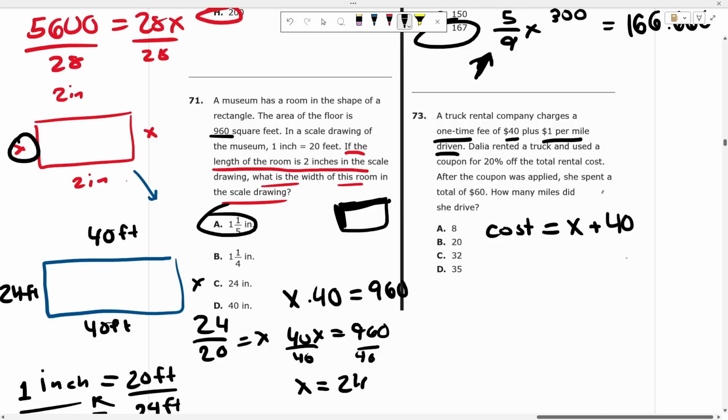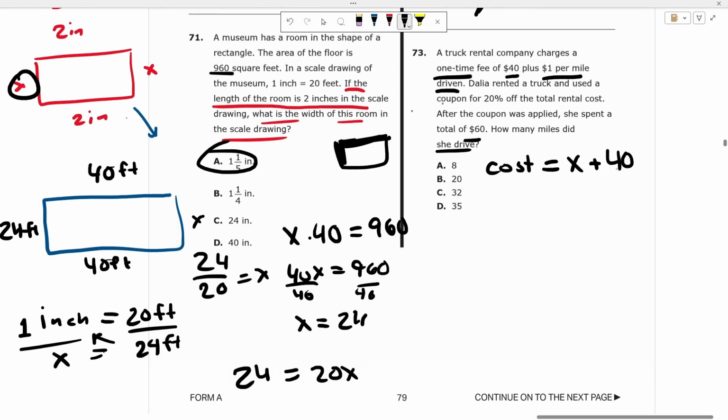So let's just say you drive X miles. If you drive 5 miles, that's going to be $5. 6 miles, $6. So we can just represent that by 1 times X or 1X. So we know that Dahlia rented her truck and used a coupon for 20% off the total rental cost. After the coupon was applied, she spent a total of $60. So how many miles did she drive?